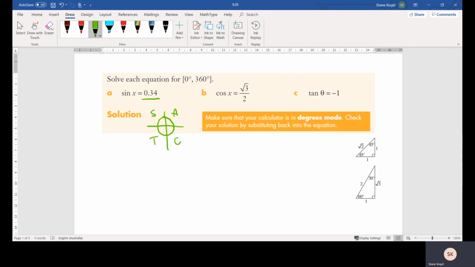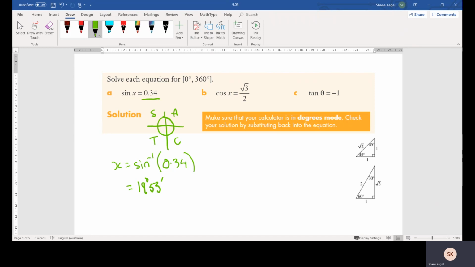So I'm going to first find out what my x is. To find out what x equals, I need to take the inverse sine of the other side, 0.34, which gives me 19 degrees and 53 minutes. So that's my principal solution.